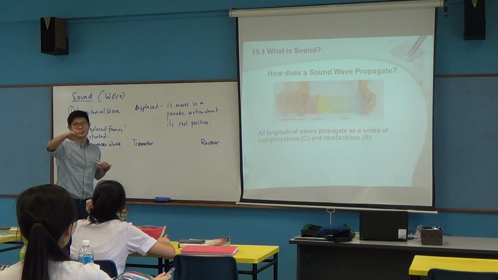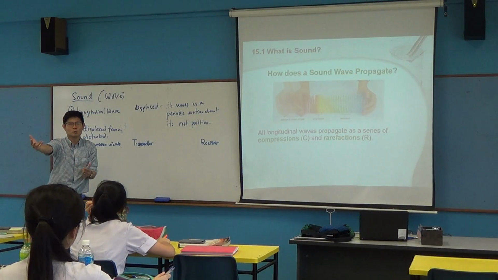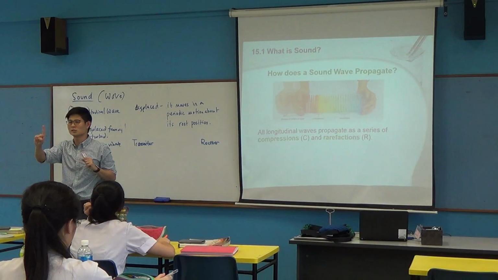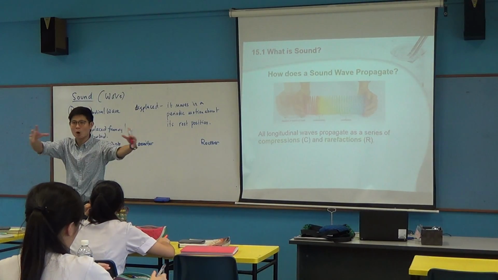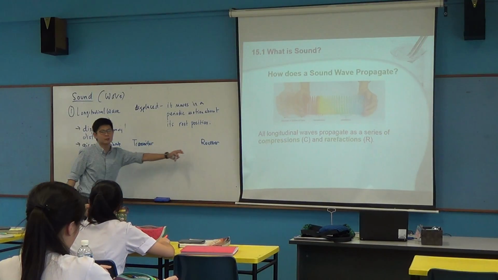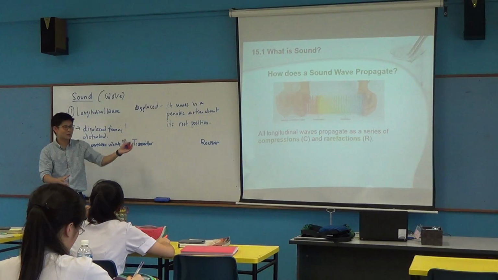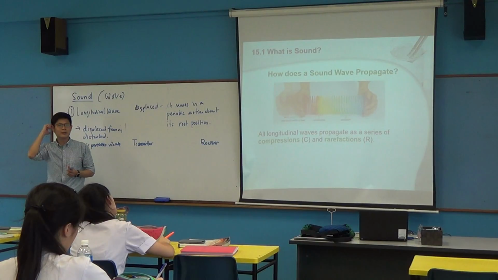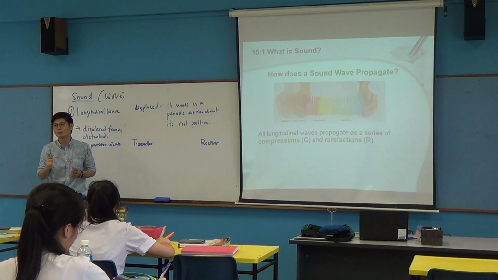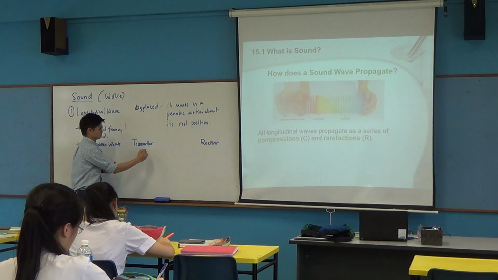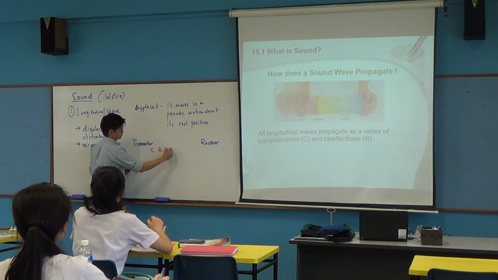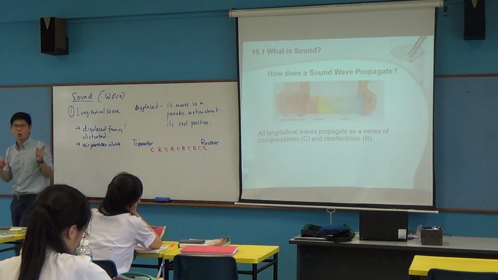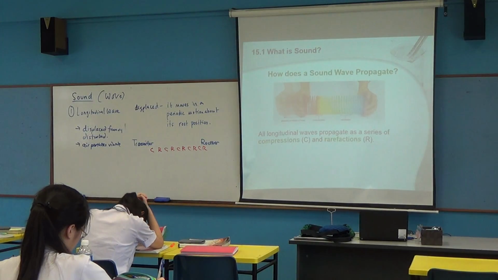Actually, the answers merge them all together. It gives you a very good picture. It means that when you have a series of C and R, you cannot only have one C and one R. In any complete sound wave, between the transmitter and the receiver, you know what's the transmitter, right? The source. The receiver is the one that hears, right? Between the T and the R, there are always more than one set of C and R. What you get is this. This is what we call a series of compression and rarefaction.